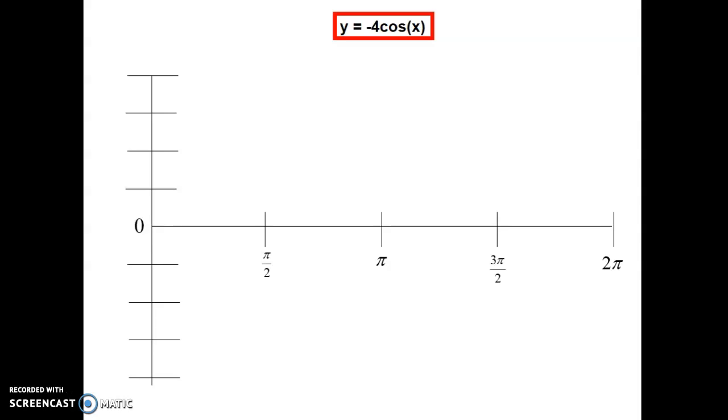Okay. So cosine usually begins at 1. Okay. So we're going to multiply 1 by -4. So 1 times -4 is going to be -4. Then the next point for cosine is usually 0. -4 times 0 is 0. The next point is usually -1. -4 times -1 is +4. Okay. And then it's at 0, and then -4 again. So this is what your cosine will look like.